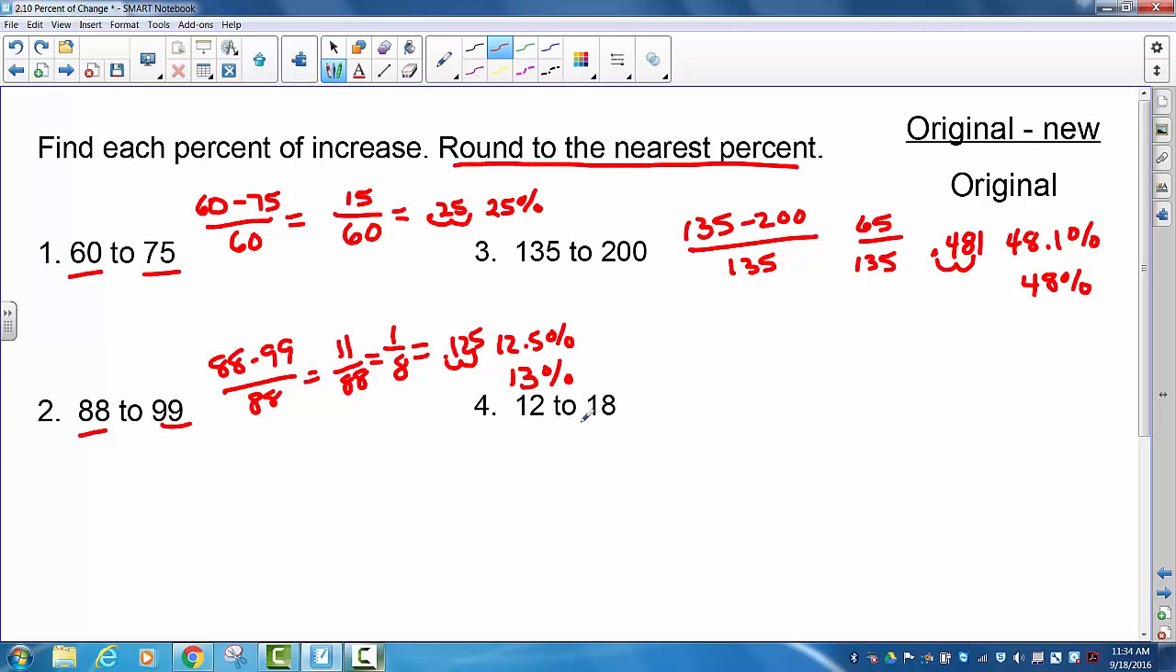Next one is 12 to 18. Hopefully you put 12 minus 18 over 12, which gives you 6 over 12, which is 50%. Did you get both of those correct? Did you remember to change them to the nearest percent? I hope that you did.